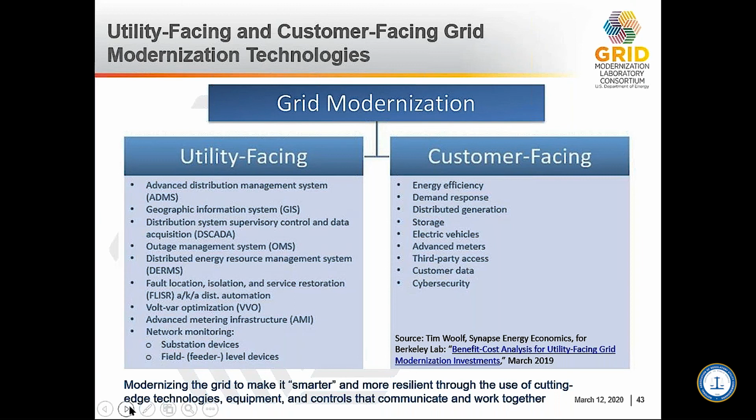That being said, modernizing the grid to make it smarter and more resilient through the use of cutting-edge technologies, equipment, controls that communicate and work together is essential for delivering electricity more reliably and efficiently. This is from the DOE, and it's still true today. Some of the utility-facing technologies that we're seeing are listed here. ADMS is one of the ones that are seen as being core and foundational to the utility achieving the grid modernization objectives.